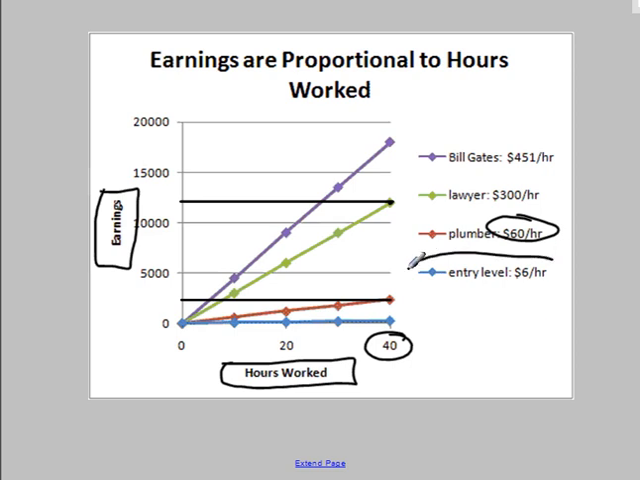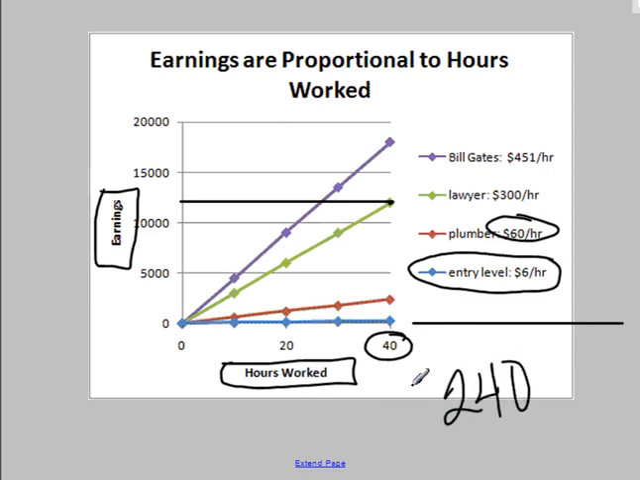Entry level, this is minimum wage. This is a job like McDonald's, or if you're fresh out of high school and you don't really have any training and you want to get a job in a factory or on a construction, you're going to be making $6 an hour. You can hardly tell on this graph where that would be each week, but if we think about $6 an hour, 40 hours a week, that puts you at about $240 every week compared to these other levels.